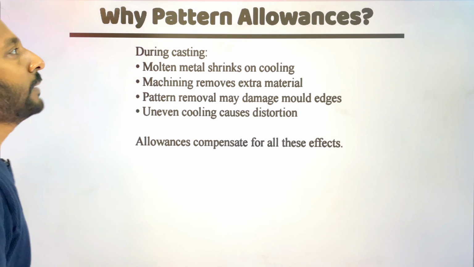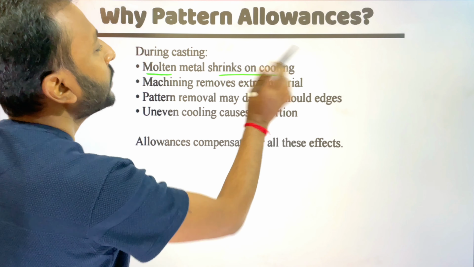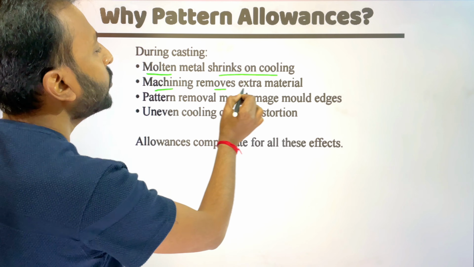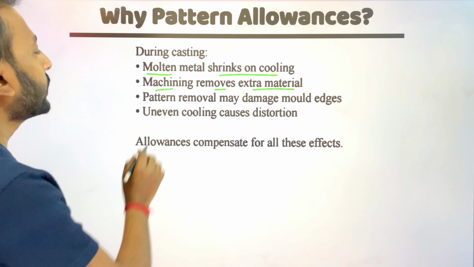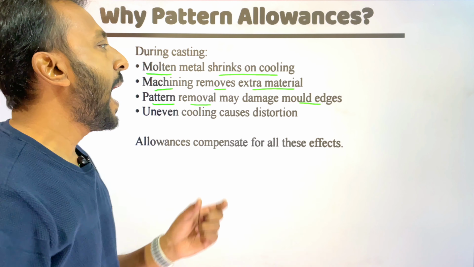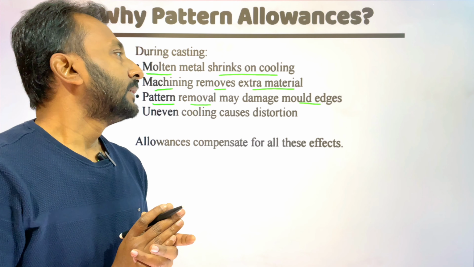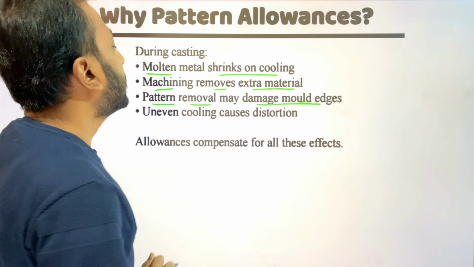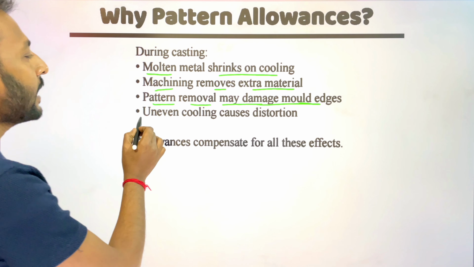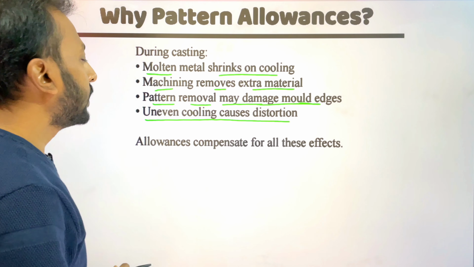So why is pattern allowance important? During casting, molten metal shrinks on cooling. One point. Next is machining removes extra material. Another point. Next one is pattern removal may damage mold edges. So we have to create the edges in a way that the edges don't damage the mold cavity. Next, the uneven cooling causes distortion. That's why we need the pattern allowances.